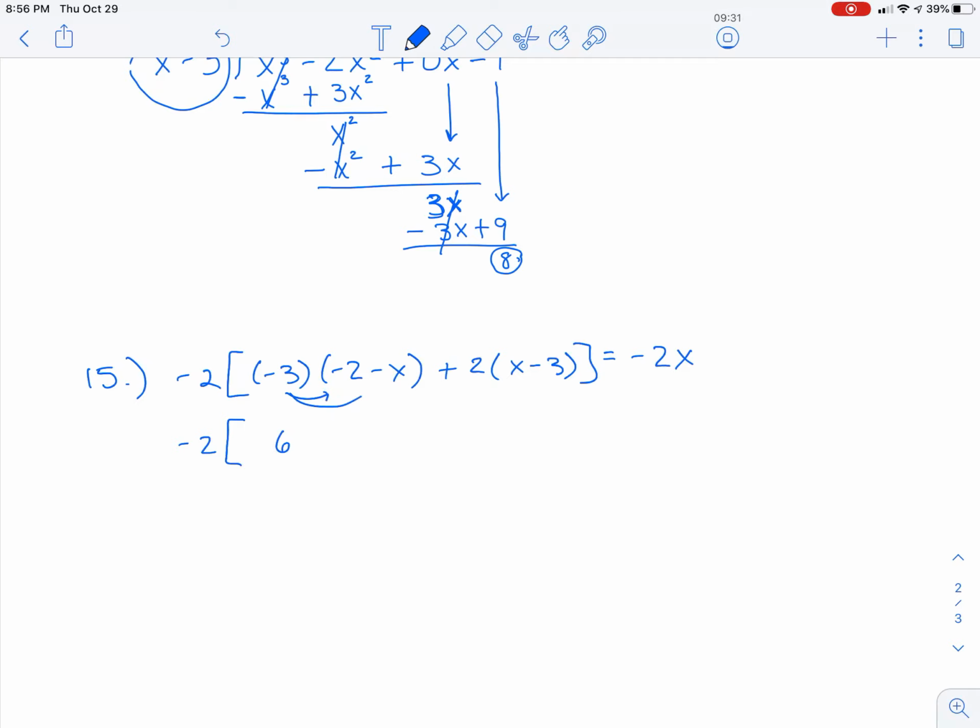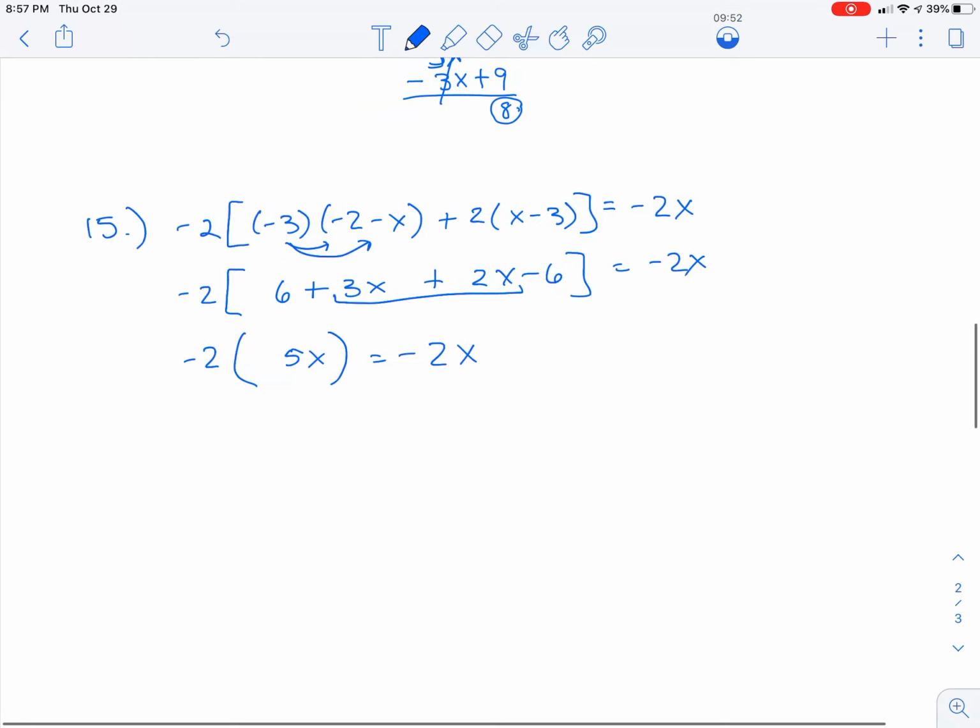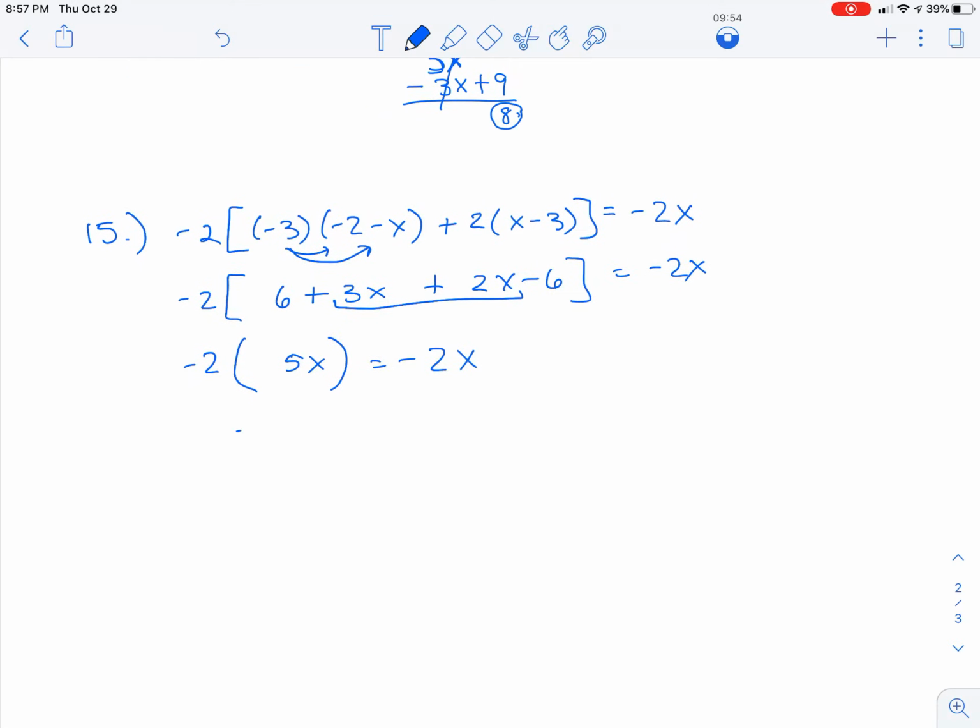So I'm going to do some distributing here. So I say I have 6 plus 3x plus 2x minus 6 equals negative 2x. I'm going to leave the negative 2 out here. And I'm going to combine what I can. I see here I have 5x. Oh, and 6 minus 6 is 0. It's going to work out pretty nicely, pretty quickly. So then I have negative 10x equals negative 2x.